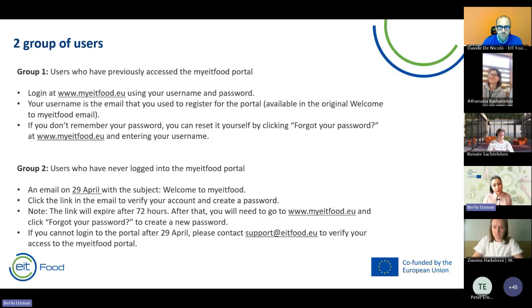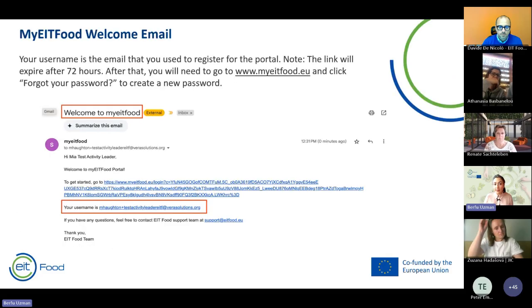Once we are done with these webinars, our IT team will help us activate your accounts by sending an email. This email is going to be something like this. It will have a subject line, welcome to MyEITFood. You will see, hi, your name. And then you will just have your username. You can go through the link and then you can follow the steps. Just a note, the link will expire after 72 hours.